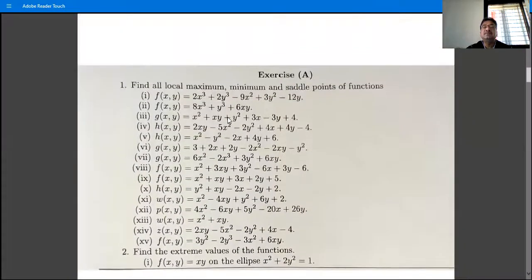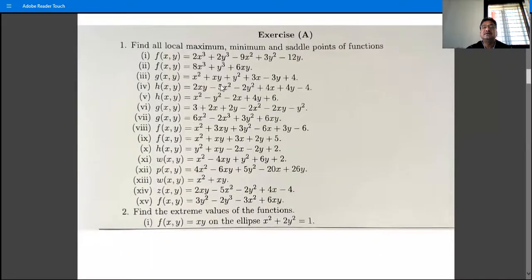So these are some problems for exercise. These are two variable problems, so these are solved by using the second derivative test. That is, find f_x, f_y, the partial derivatives with respect to x and y. Then equate with 0.